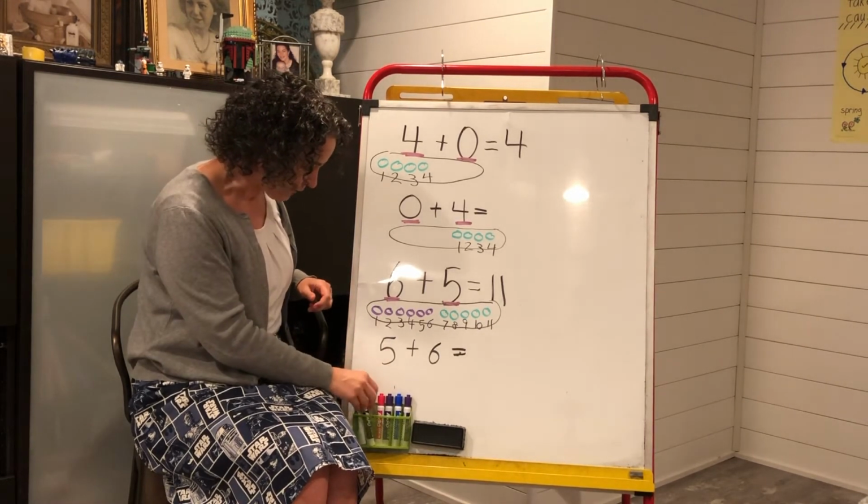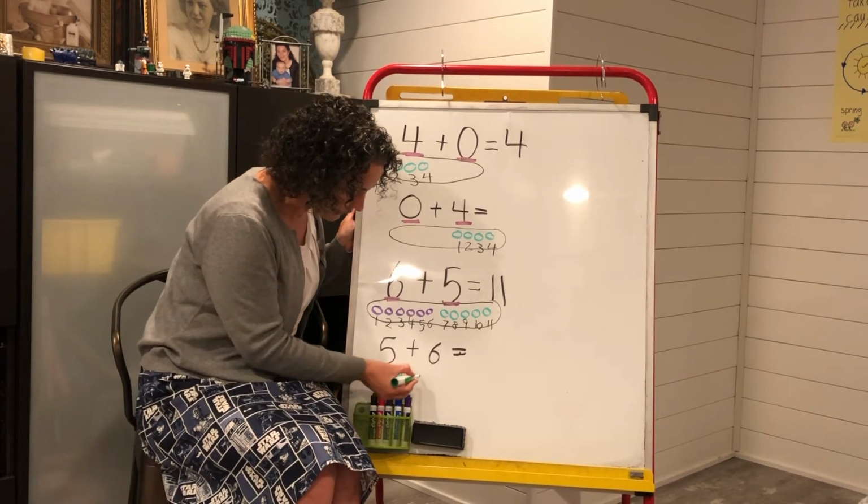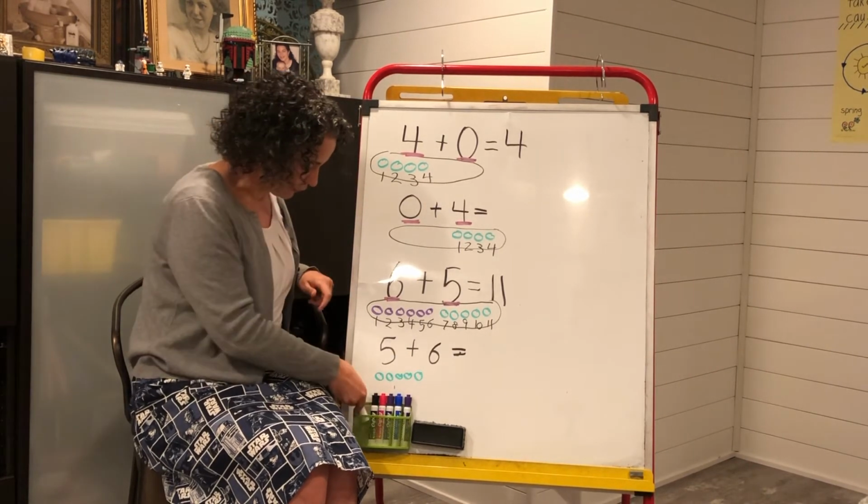So my friends, 5, I need 5 counters. 1, 2, 3, 4, 5, and then I need 6 counters.